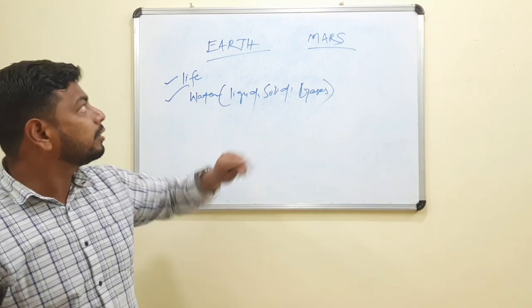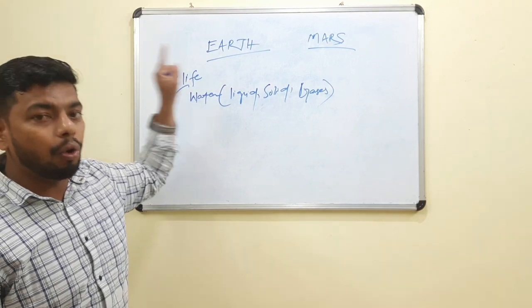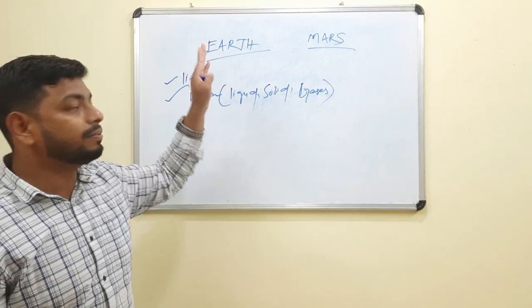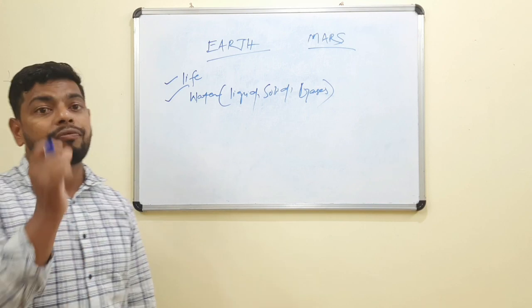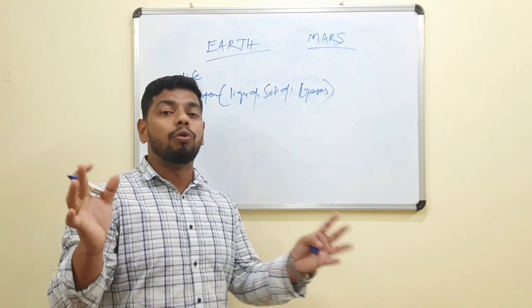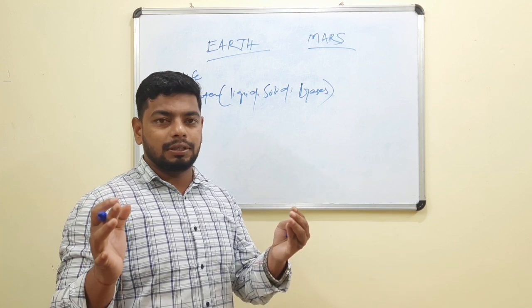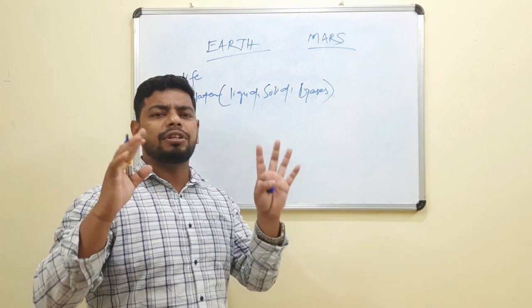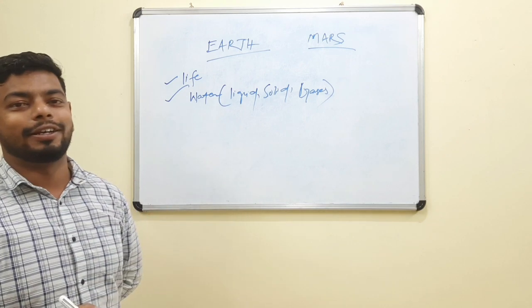But before that, let me tell you about Earth. Earth is the only planet where life is possible and life is there. More than 1.5 million species are found, both animals as well as human beings, amphibians, everything, biodiversity is there. And what are the reasons behind it?